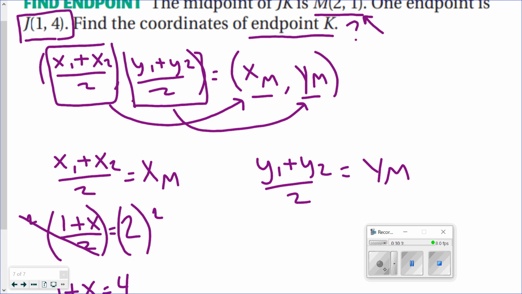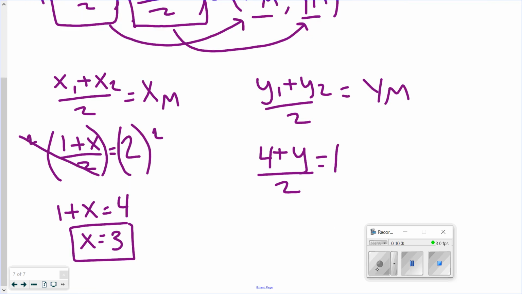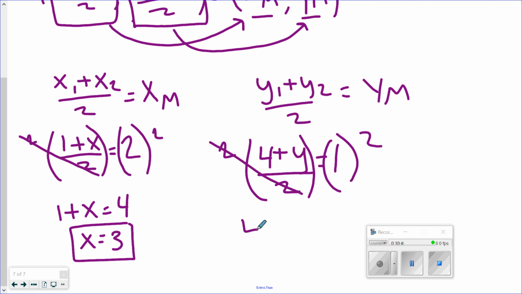So scrolling back up, y1 is going to be my J coordinate, and I see that the J coordinate is 4 for y, plus y2, I don't know what that is, so I'm just going to keep that as a y, divided by 2 is equal to the y coordinate of my midpoint, which is 1. So scrolling down, I'm going to solve for y. The first thing I need to do is multiply by 2 on each side so that these cancel. So 4 plus y is equal to 2. Subtract 4 from each side, y is equal to -2.